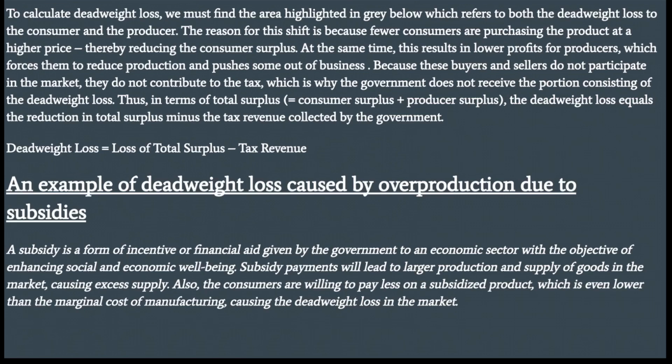A subsidy is a form of incentive or financial aid given by the government to an economic sector with the objective of enhancing social and economic well-being. Subsidy payments will lead to larger production and supply of goods in the market, causing excess supply. Also, the consumers are willing to pay less on a subsidized product, which is even lower than the marginal cost of producing or manufacturing, causing the deadweight loss in the market.